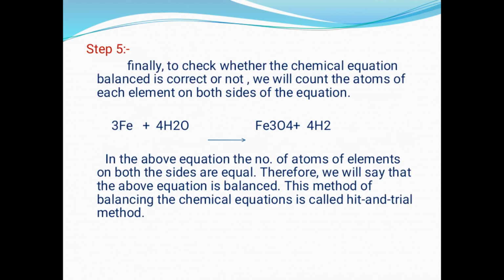Now we will check whether the chemical equation we have balanced is correct or not. Here if we see on the reactant side we have 3Fe. If we check on the product side we have 3Fe. And if we check we have 8 hydrogen on reactant as well as 8 on product. And if we see O, we have 4 on reactant as well as 4 on product. So we will say that this chemical equation is balanced.